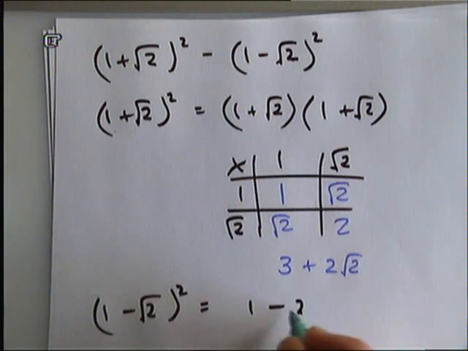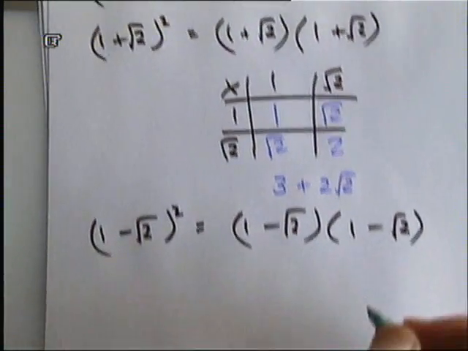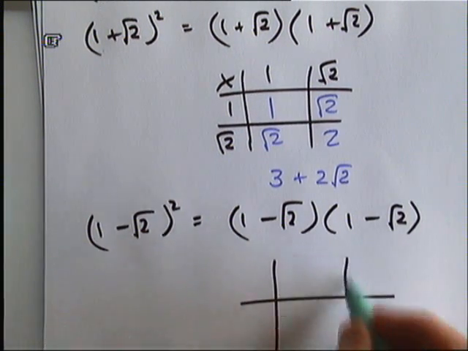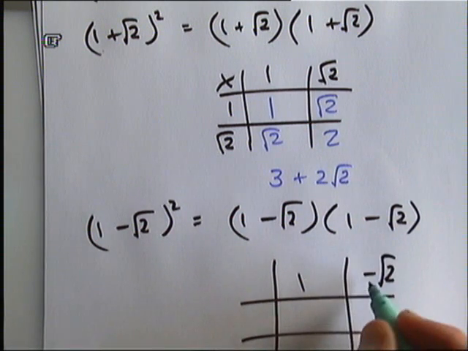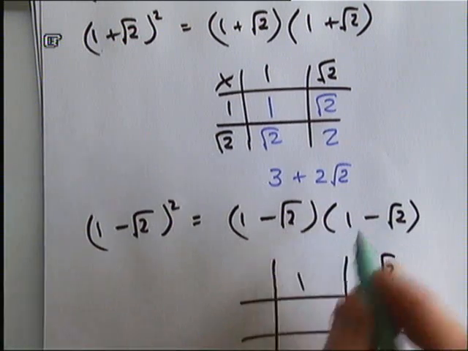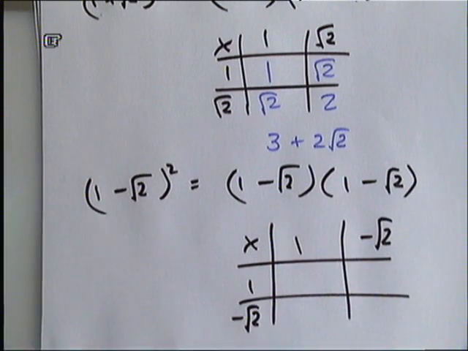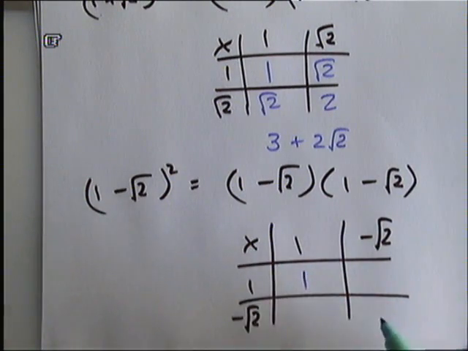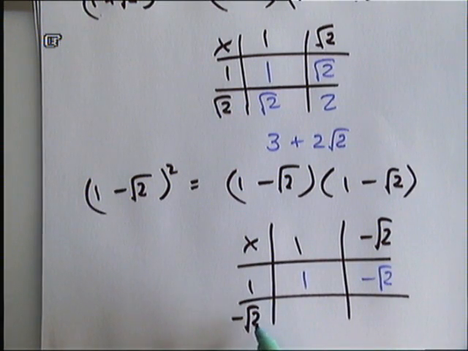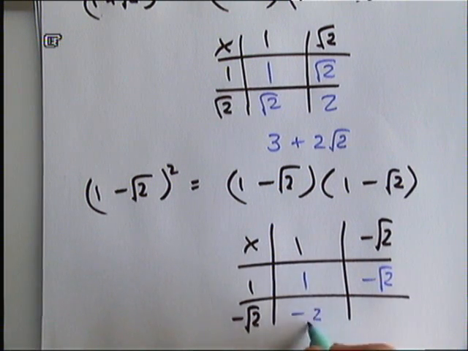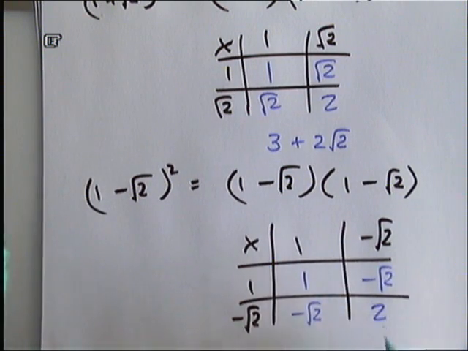So that means 1 minus root 2 times by itself, times by 1 minus root 2. And again, if I do the grid method, I've got one bracket has a 1 and a minus root 2. And if it's minus, it's really important you put the signs in here. And the other one, it's a 1 and a minus root 2. And again, I'm timesing these together. So 1 times by 1 is 1. 1 times by minus root 2 is minus root 2. Minus root 2 times by 1 is minus root 2. And minus times a minus will make a plus, and root 2 times by root 2 is 2.